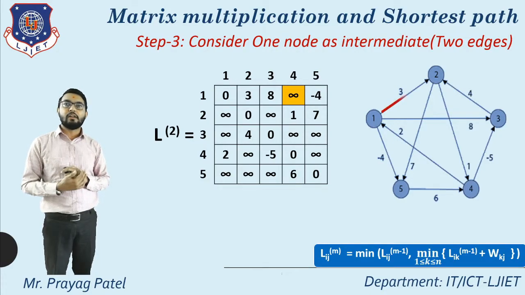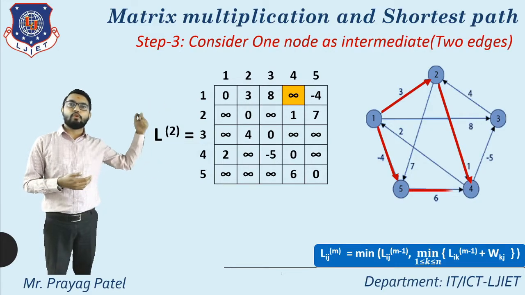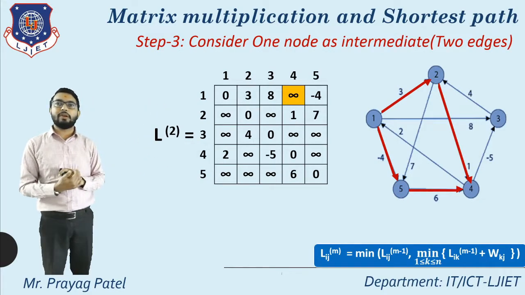So here consider two possibilities. First possibility is 1 to 2, then 2 to 4. Means here consider distance as 3 plus 1 equal to 4. And another possibility is from node number 1 to node number 5, then node number 5 to node number 4. So here two possibilities are there.